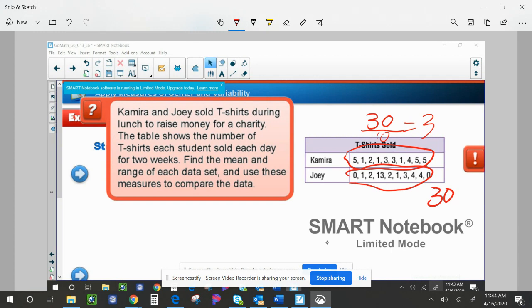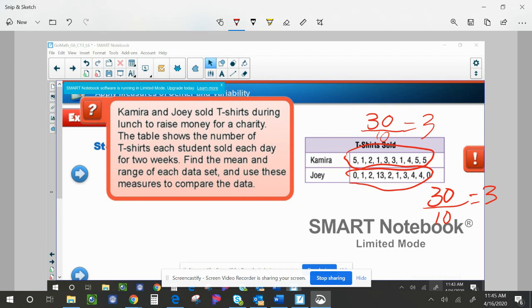How many data sets do I have? Even though it's a 0, does it count as a piece of data? Yeah, so I'm going to include it. So I have the same numbers. I have 10, so I'm going to divide by 10. Okay, so what do we get? The mean is 3. Okay, so the mean of both is 3.